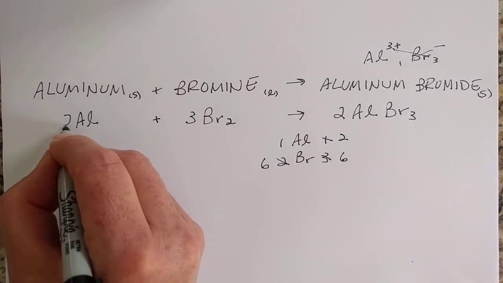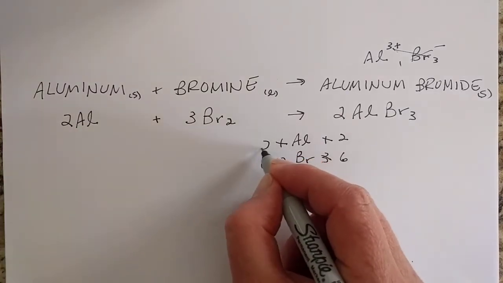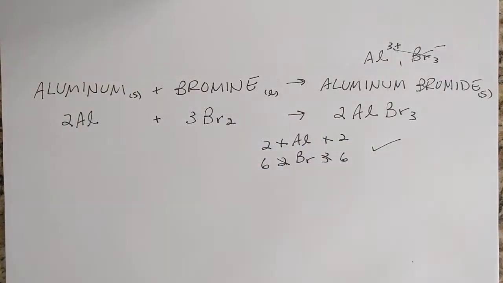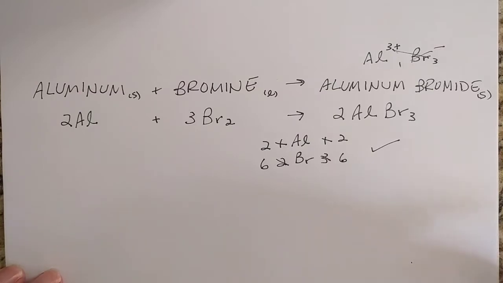Again, remember you put in a coefficient at this point. So now we have 2 and 6. 2, 3, 2 is lowest whole number ratio. And we're balanced.